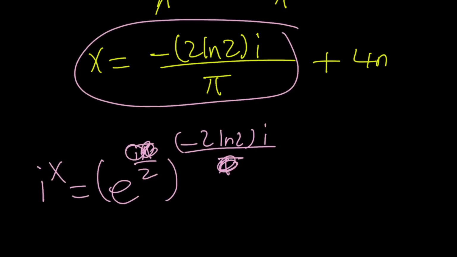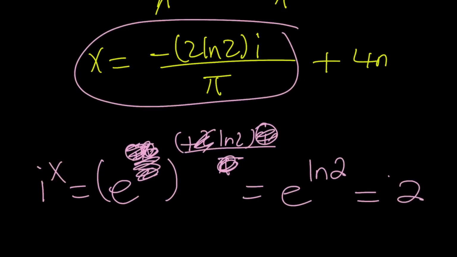i times i is negative i squared. I mean, i squared equals negative 1, so that's going to cancel out. That's going to cancel out, and that's going to cancel out. We're going to end up with, and the 2 is going to cancel out, and we end up with e to the power ln 2, which is actually equal to 2. But what is going on here? I totally forgot about this, and the answer is still correct.